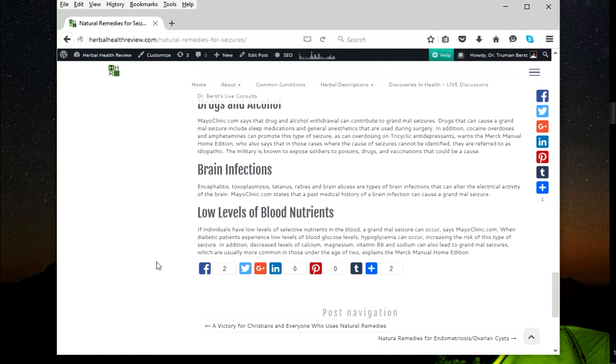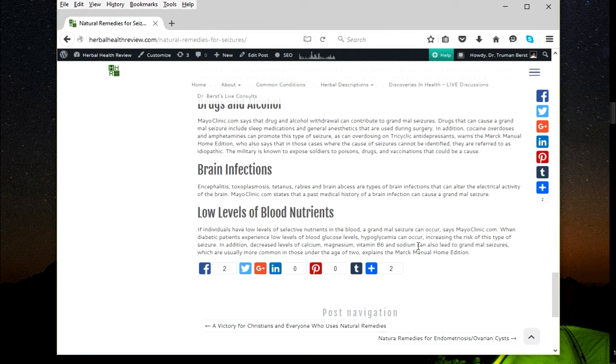So you want to make sure you have calcium, magnesium, vitamin B6, and some good salt. Good salt, not just any kind of salt or sodium. I like Himalayan sea salt myself. That pink Himalayan sea salt. That's what I use for my sodium, and I use plenty of it, and I love it.